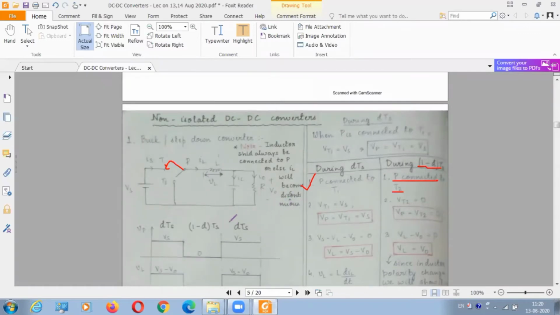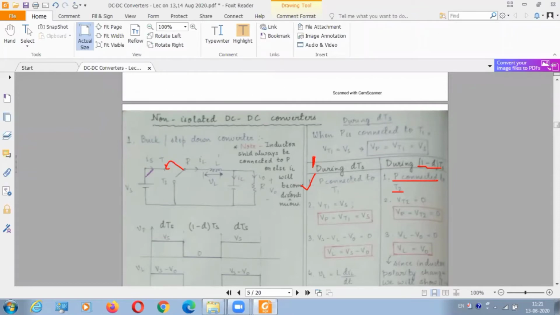So my study is steady state operation, not the transient case. When P is connected to T1, the P point and T1 are shorted. I am studying my DTS period; I'll study my D1 minus DTS period later. P is connected to T1, first point.